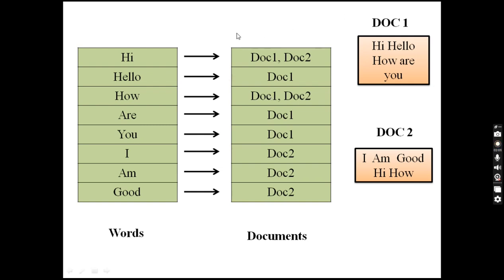So here we can see the word hi. It is present in document 1 and document 2. In document 1 we can see hi is present and even in document 2 hi is present. So whenever we search for the word hi, it will direct you to the documents where that word is present. For example, if you want to search for the word hello, it will direct you to document 1. It is present only in document 1. It is not present in document 2.